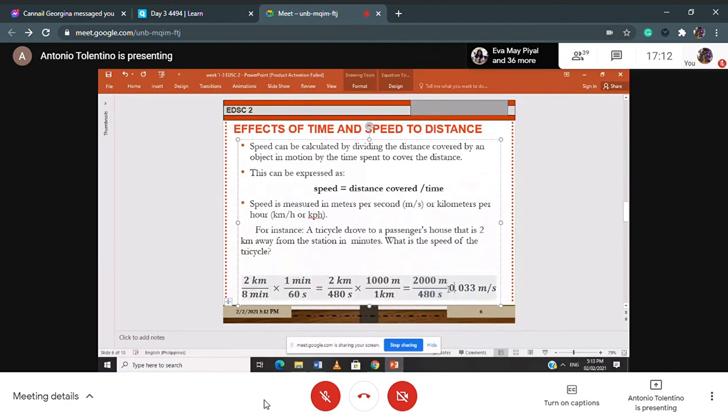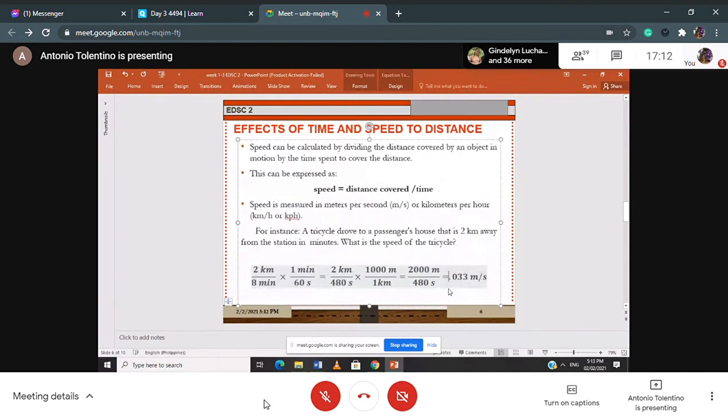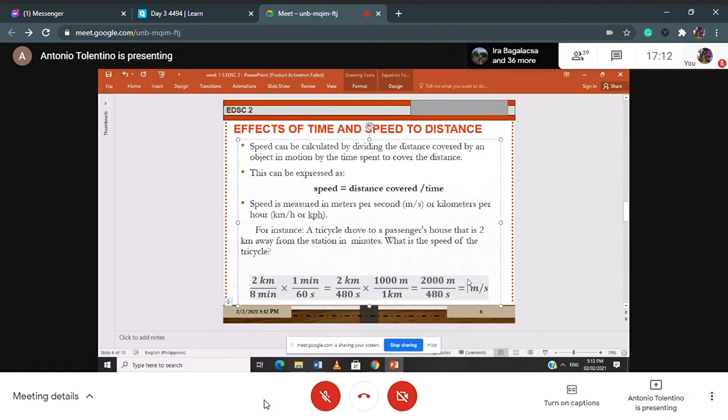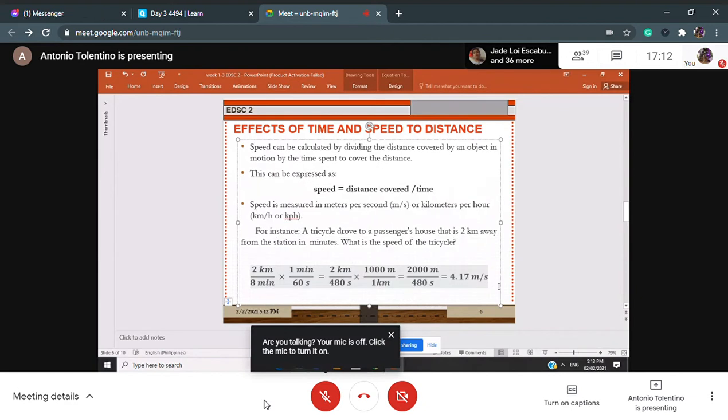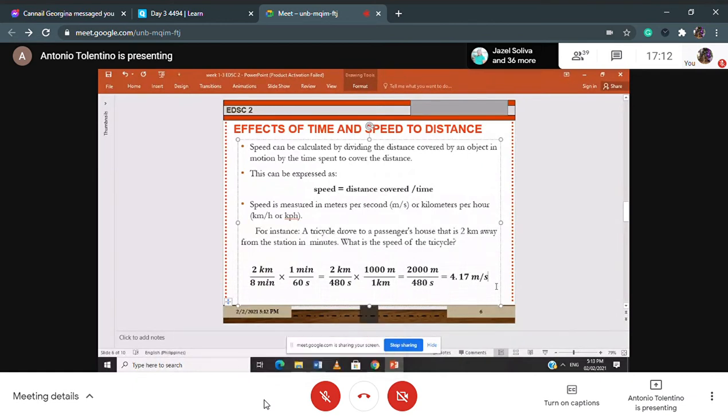Another question. It can now be converted and solved, because it is now meters per second. So, 2,000 divided by 480, the answer is 4.17 meters per second. That is now the answer.